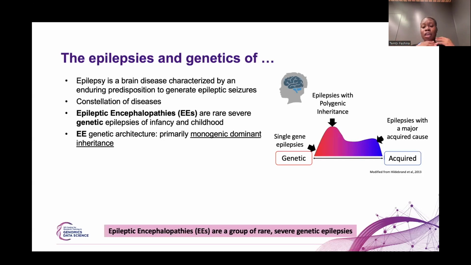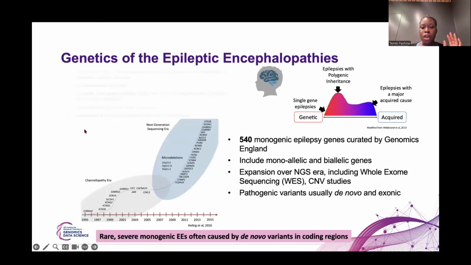And again, in context of that constellation, within the epileptic encephalopathies, which I'll be calling the EEs, there are multiple subtypes and, let's say, sub-diseases within that umbrella. So the genetic architecture of the EEs is primarily monogenic of dominant inheritance. In GEL's PanelApp version 3, that's a bit outdated now, there are about 540 confirmed epilepsy genes. So these are within the green list.